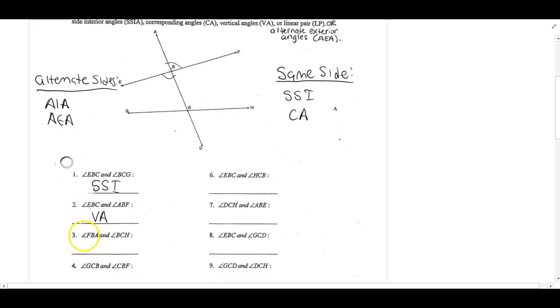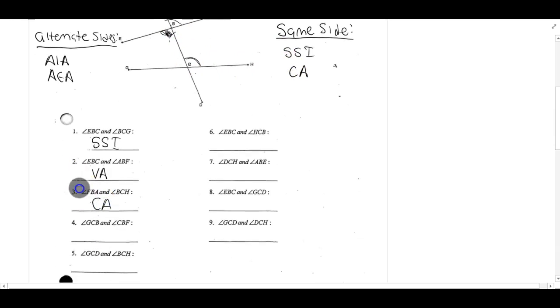Moving on, and we have FBA. So FBA is going to be actually the one we just used, and BCH this time. So BCH is actually going to take us down here, so we'll forget this for a minute. These are on the same side of the transversal. Once again, the transversal connects the two angles with each other, so that's what AD is here. Since they're on the same side, we're going to use one of these two. Since they are in the same position, top right-hand corner, we're going to say these are corresponding.